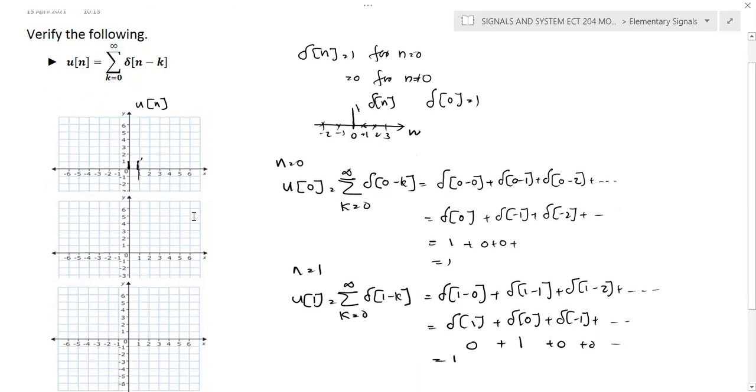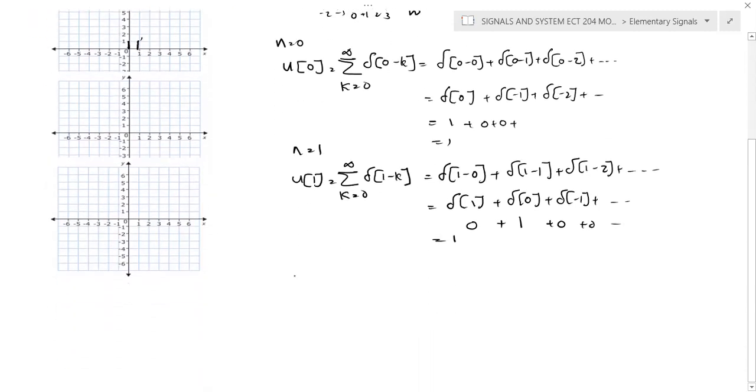Now we can try n equal to 2. When n is equal to 2, you will get a similar expression, where another term will be there, that is del of 2. But if you expand, there is only one non-zero magnitude, that is 1. So you will get 1.